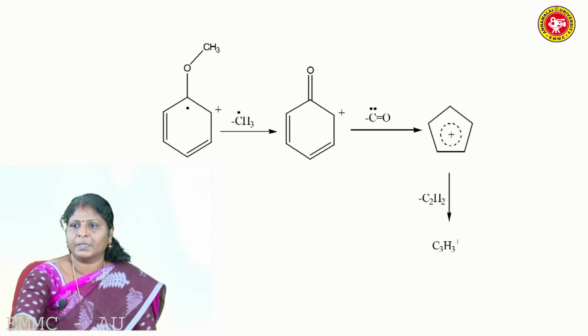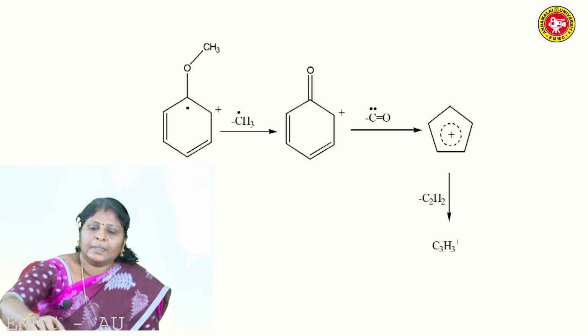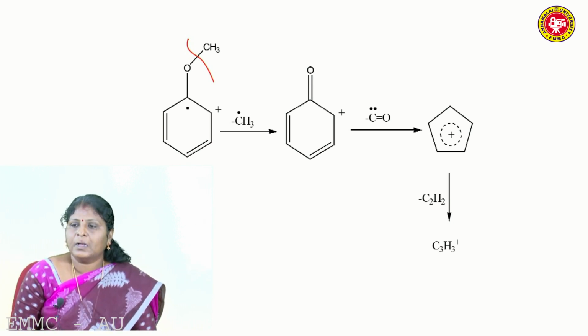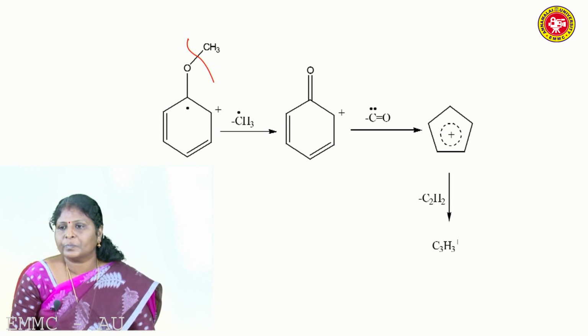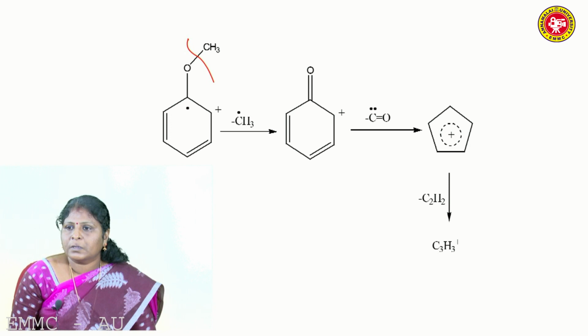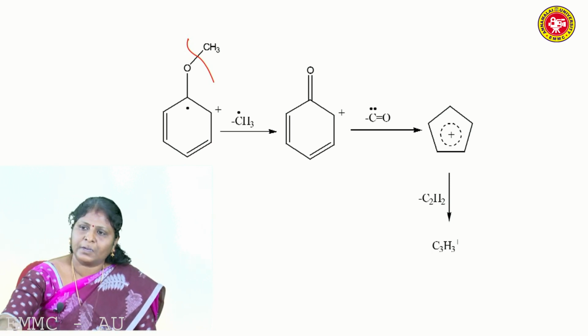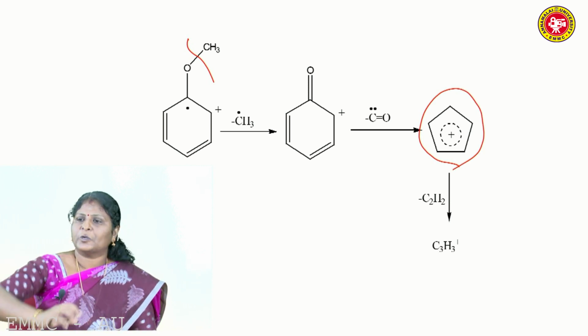Another mode of fragmentation in case of ethers is the cleavage at this site. That means the methyl group is removed as a methyl radical, followed by the formation of cyclohexadienone type of compounds. That cation expels a carbon monoxide (CO) group, thereby producing a cyclopentyl cation. That cyclopentyl cation may expel an acetylene, thereby producing a cyclopropyl cation, which is very rare, or sometimes it may stop at this level, producing the cyclopentyl cation corresponding to m/z 65.